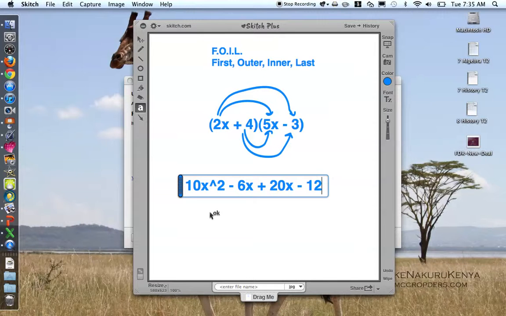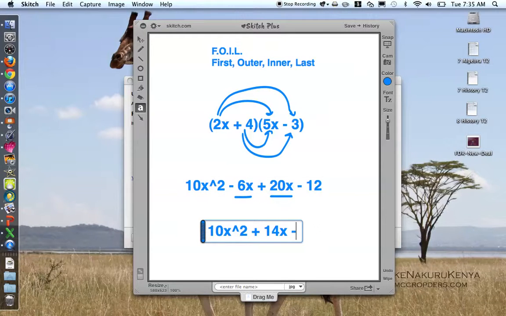Now we can do one more thing, and maybe you figured that out, and that's we can combine and simplify like terms. So in this situation, negative 6x and the positive 20x can be combined into one new simple term. If we write that out the simplified way, we'll still get 10x squared, but negative 6x plus 20x combined together gives you positive 14x. And the minus 12 will stay there, so minus 12. And there is your final answer, and you've just FOILed your first polynomial expression.